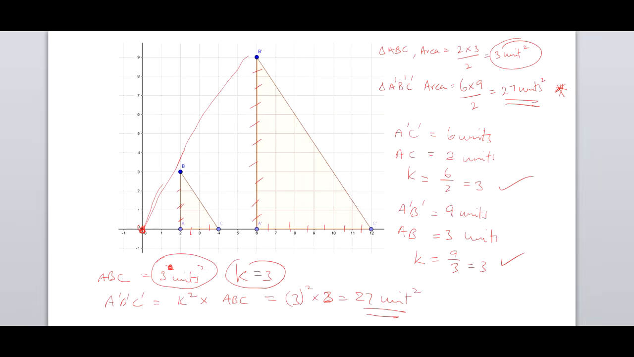Now this is a concept that you need to understand. If the scale factor k was 2, then this is the image and this is the object. If you know the area of the object and you want to calculate the area of the image given the scale factor, all you have to do is take the scale factor k, square it, and multiply it by the area of the object. So this is a very important concept that you need to understand. So please review.